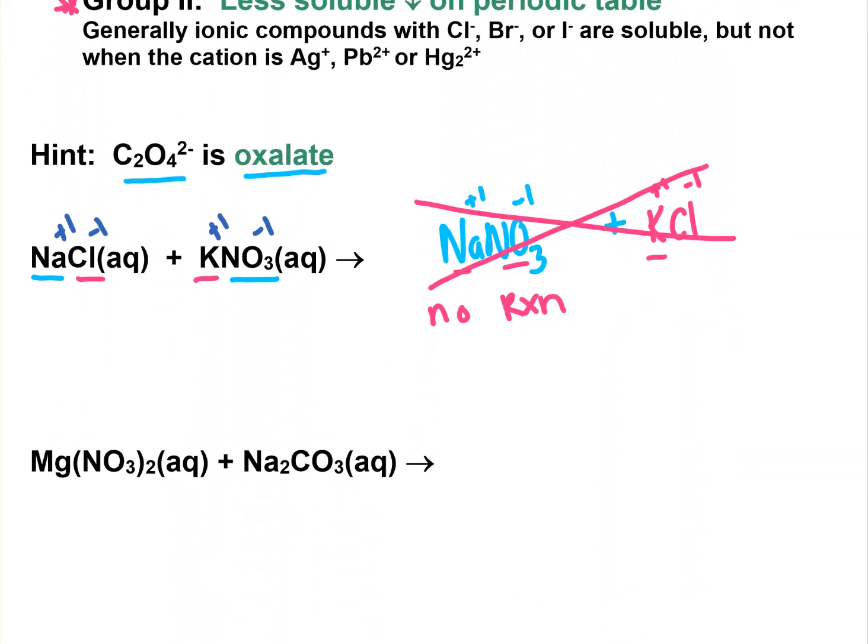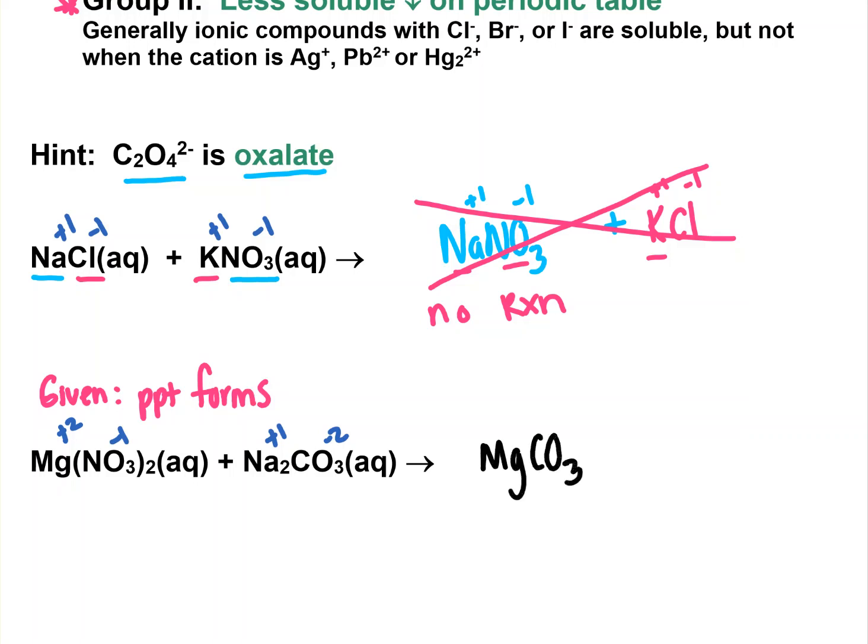Let's write products on this one. And let's just say it was given. But maybe you perform the reaction and you see that there is a precipitate, then you can write what the products are. So magnesium would go with carbonate. Okay, and that's a good formula.